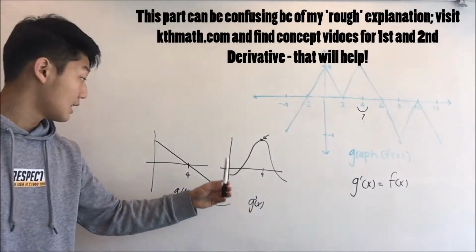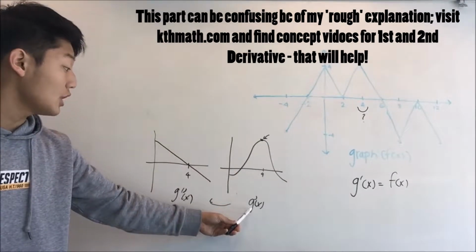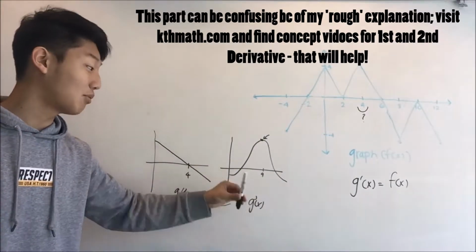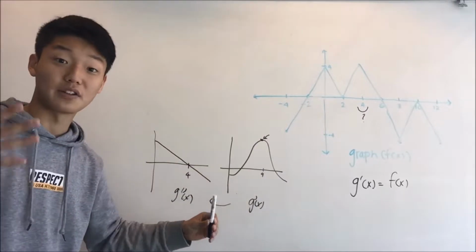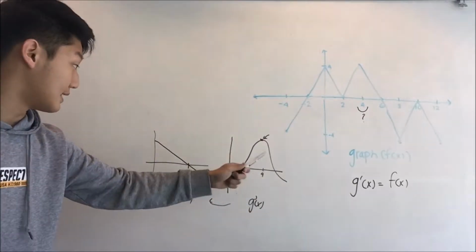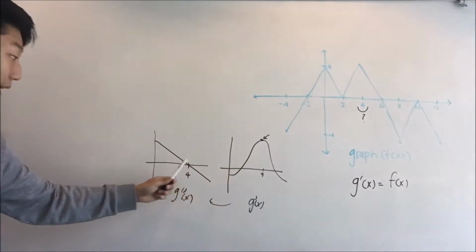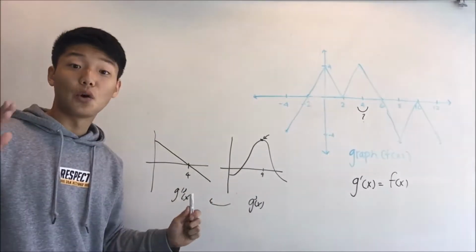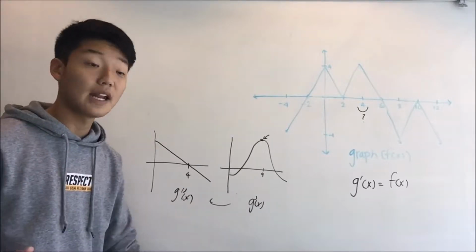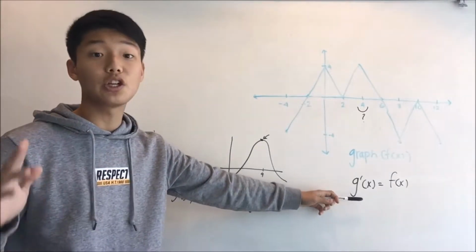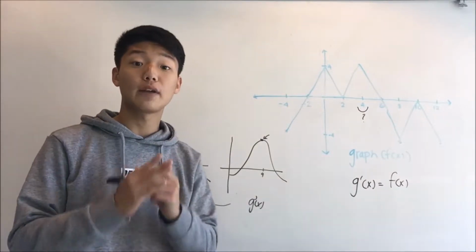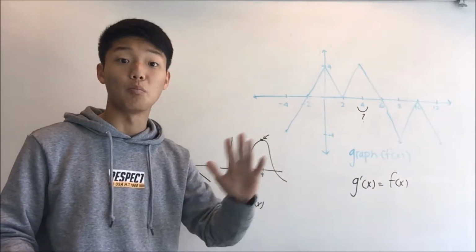Thus, let me word it correctly. g prime x, which is the slope function, is this graph. At the relative max, it will be like this. Thus, when you're trying to solve for a point of inflection and only g prime x, or f prime x, the prime function, is given, you just have to find its relative max or minimum.